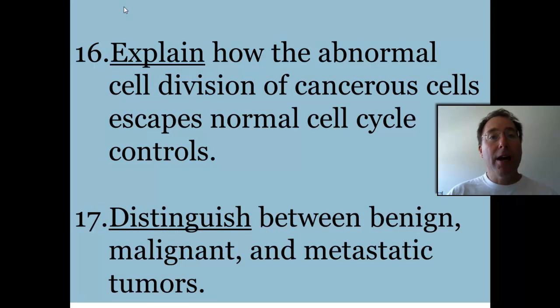Let's finish out chapter 12 with the demonstration that you can do objectives 16 and 17. Objective 16 talks about how cancer cells actually escape normal cell cycle controls. There's a bit more detail in the book than I'm about to give you here. And then objective 17 asks you to distinguish between the different types of tumors that can exist when cells become cancerous, when cells begin to create big balls of themselves.